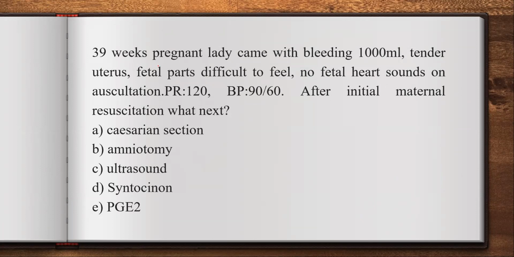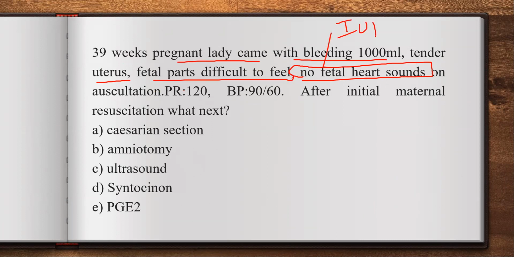Next, a 39-weeks pregnant lady came with bleeding of 1000 ml, tender uterus, fetal parts difficult to feel, no fetal heart sound. No fetal heart sound on auscultation means this is an IUFD, intrauterine fetal death. Pulse rate is high, BP low, the patient is having hemorrhagic shock. After initial maternal resuscitation, what is next?